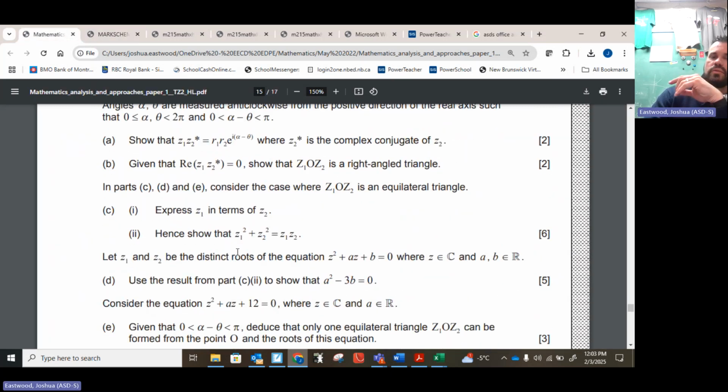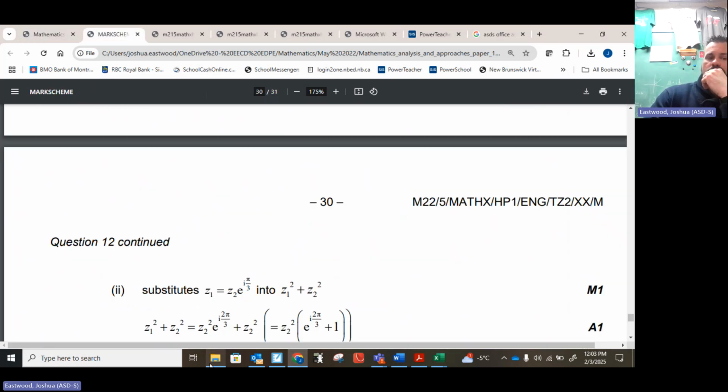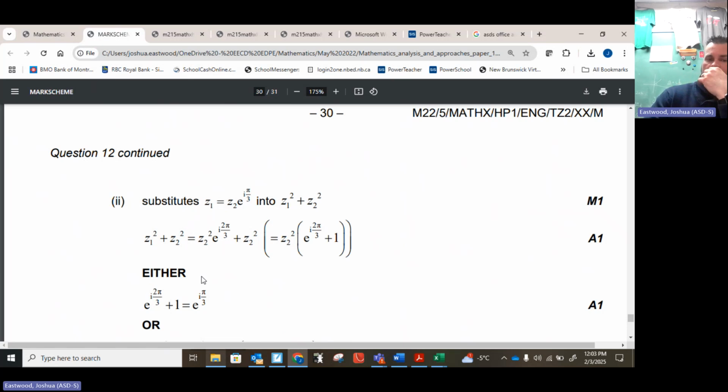Then it says, hence show that this is true. So all you have to do is take what is Z1 squared, what is Z2 squared, and what is Z1 times Z2. We're just plugging in and trying to figure out what that equals. So we're going to say, well, Z1 is this. So Z1 squared plus Z2 squared is Z2 squared e to the i 2 pi over 3, the 2 coming from the fact that De Moivre's theorem says multiply the angle by the power, and the power is 2, plus Z2 squared.